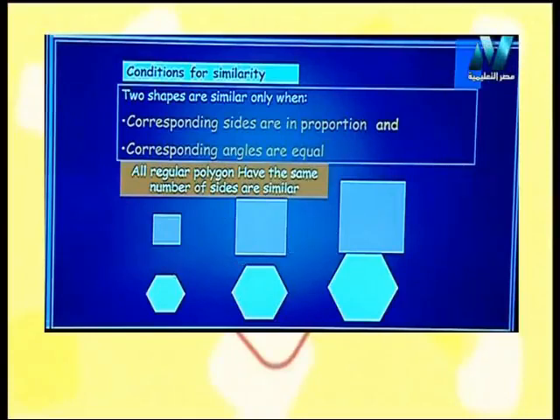And here, what is the shape? We count 1, 2, 3, 4, 5, 6. So it's a hexagon. It is a regular hexagon here, the small one, the middle one, and the big one. All of them are similar. Why are they similar? Because they are regular. All angles are equal in measure and all sides are equal in length.